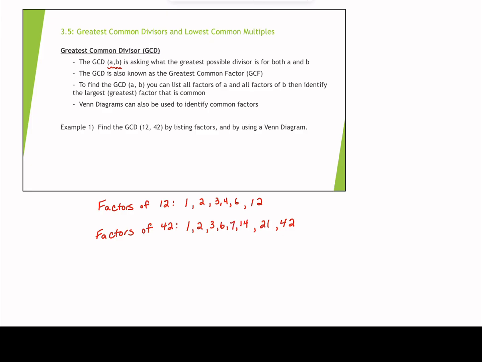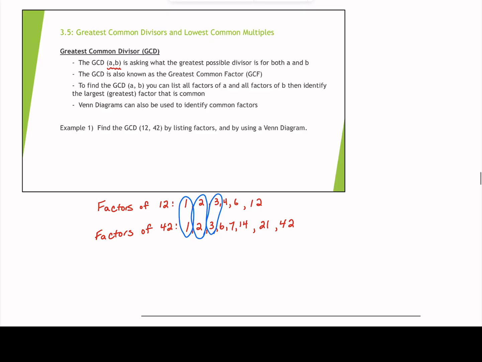So we've got our list of factors for 42, and what we need to identify are common factors between those lists. If I circle anything that's common between these two, I see 1 is common, 2 is common to both lists, 3 is common to both lists, and 6 is common to both lists, and really 6 is the greatest. So in this particular situation, we would say that the GCF turns out to be 6. Again, GCF, or GCD, greatest common divisor, is really the same thing.